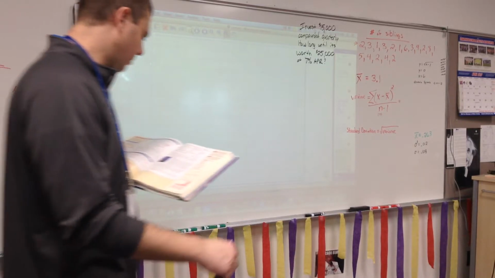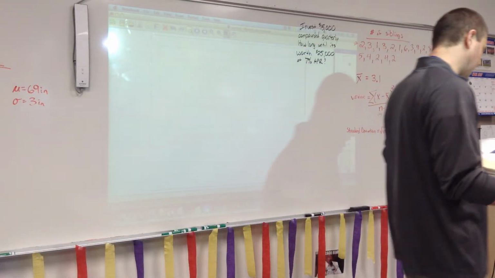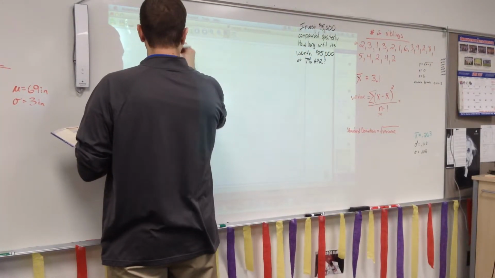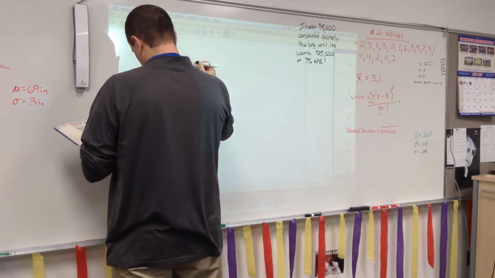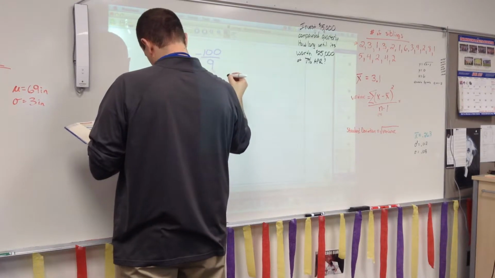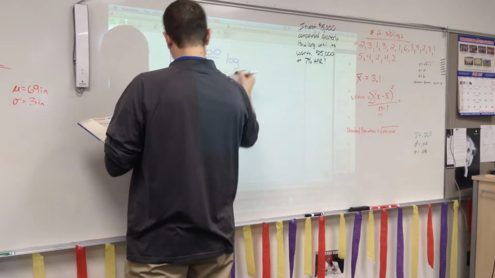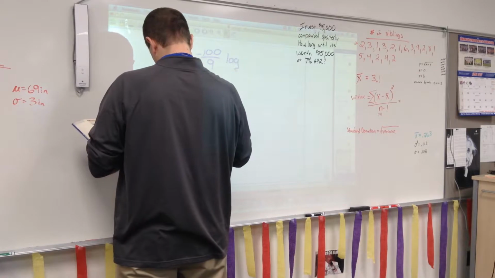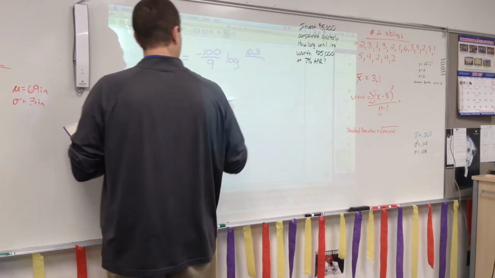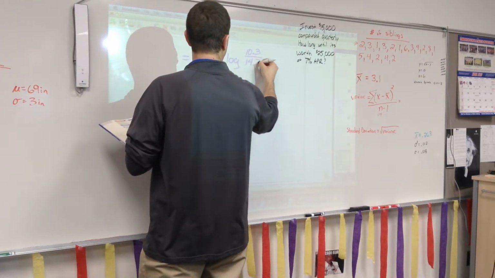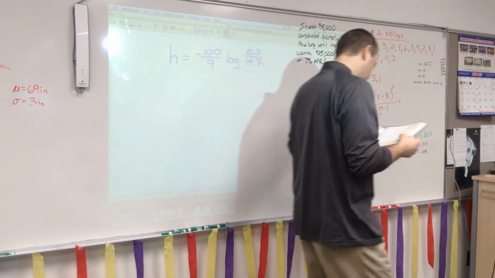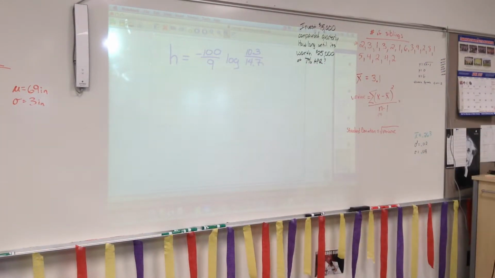So again, that's just going to be pretty much plugging numbers in and getting the answer. That one's easy. B will take a little bit of work. We'll do A first though. So H equals negative 100/9 times the log. P in this case was 10.3. And B they're saying is 14.7. All you need to do there is find the altitude, which is in miles.